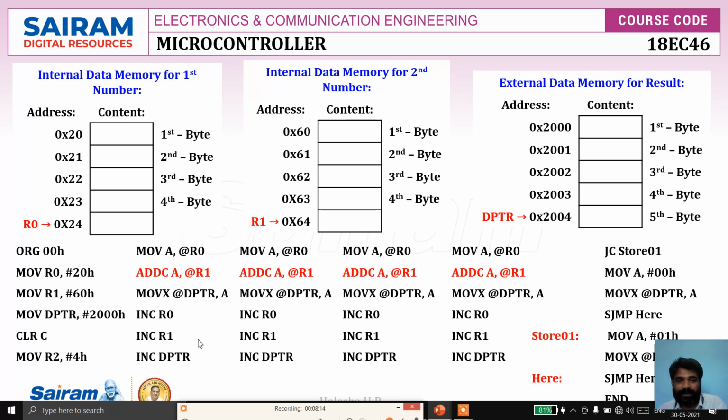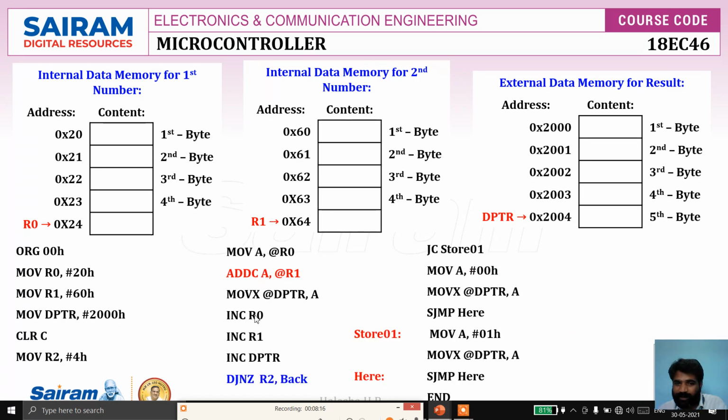And then only one set of instructions is used. At the end of this, DJNZ R2, back. I mean, repeat this set of instructions until count value becomes 0. So if count is 0, it will come out of the loop. If it is not 0, it will go back. Back means the first instruction is supposed to be repeated. Clear? So now this is the efficient way of writing the program.